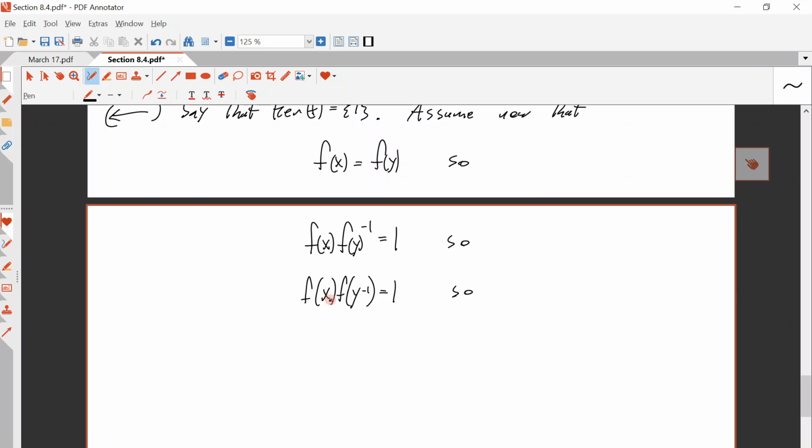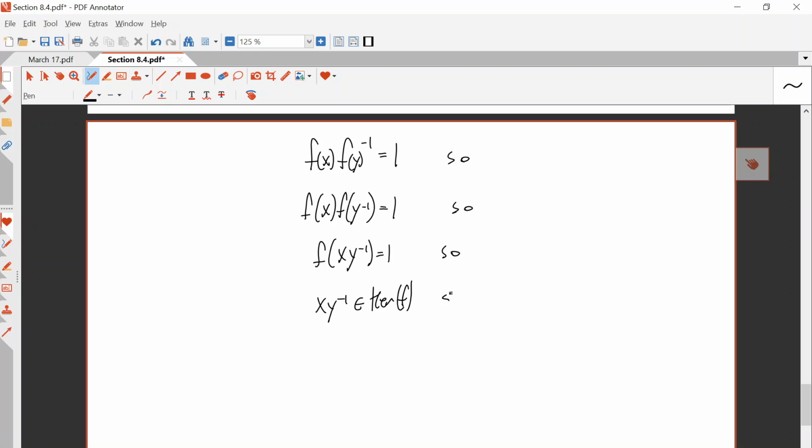Right? This is a homomorphism, so this becomes f of x, y inverse. So f of x, y inverse is 1, meaning that, right, what does that mean? This guy is in the kernel. So x, y inverse is in the kernel of f. But this is exactly the relationship that says that the right cosets are equal. So as cosets, kernel of f, right coset x is equal to the right coset.